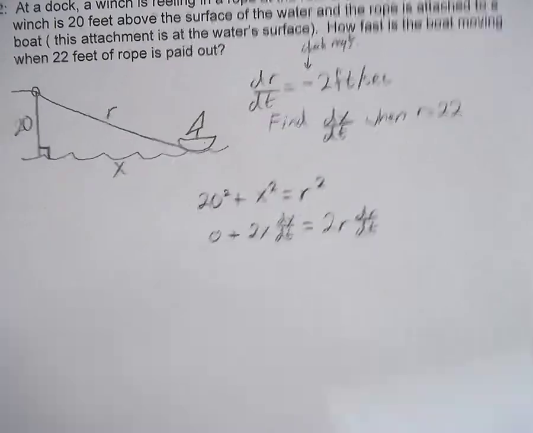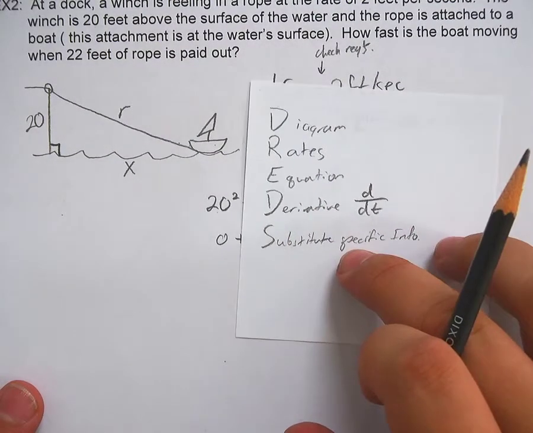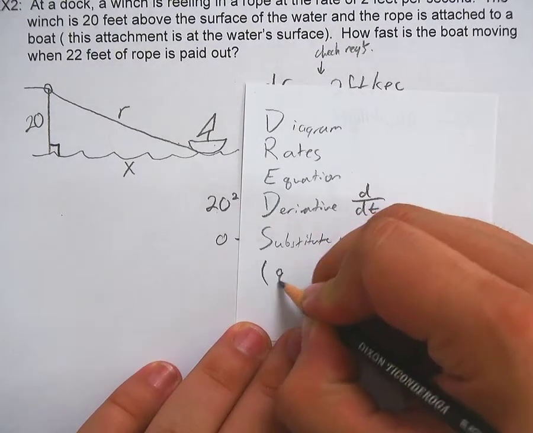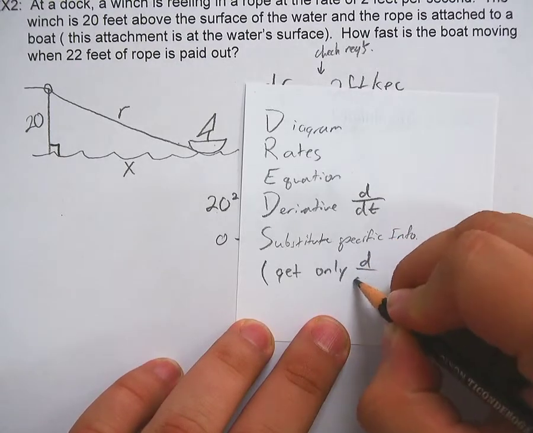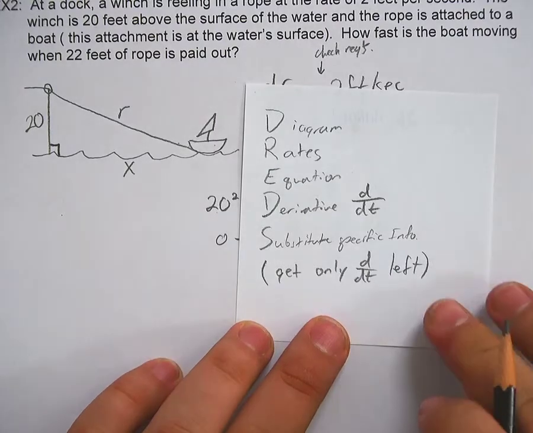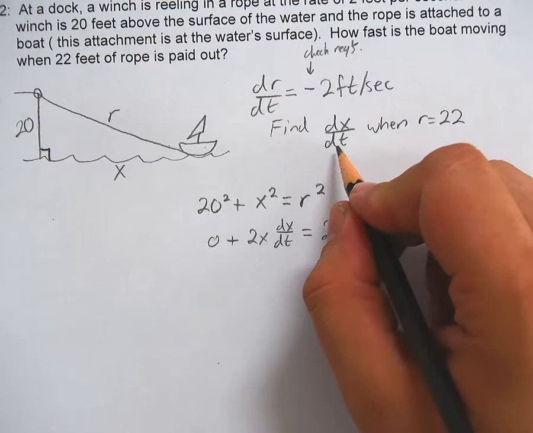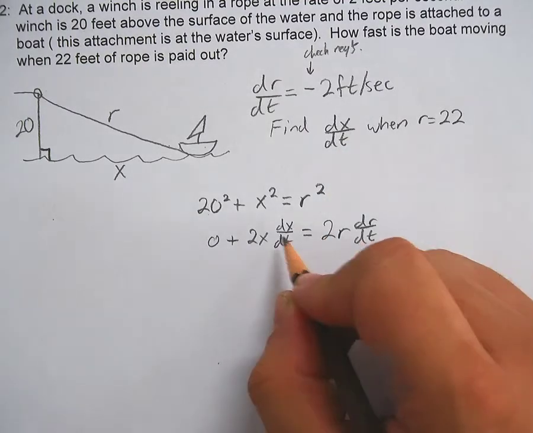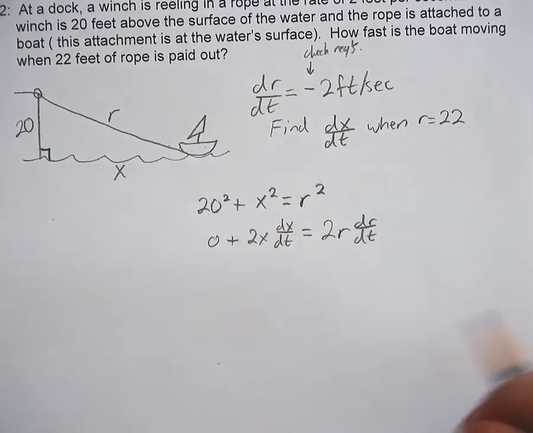And only after we have done a derivative can we substitute. Now, when you substitute, the idea behind substitution is to get only d over dt left. Meaning I want what I am solving for. In this case, I want dx/dt to be the only thing remaining. So I've got to come up with values for x and for r. Well, luckily, I can actually do that.